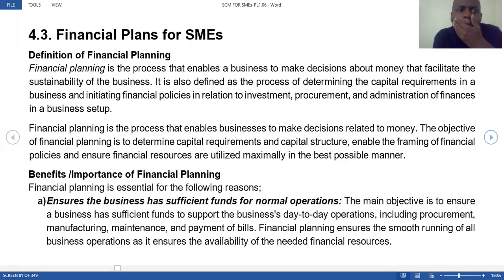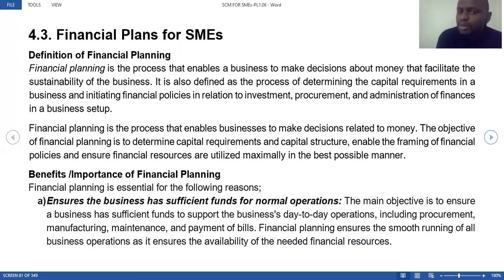Then the other thing we are going to talk about is financial plans for the business. It is very important to plan for your finances. And that is why we have the whole issue of a budget in organization. And budgets normally give us a framework on how we are going to spend the money within the organization.